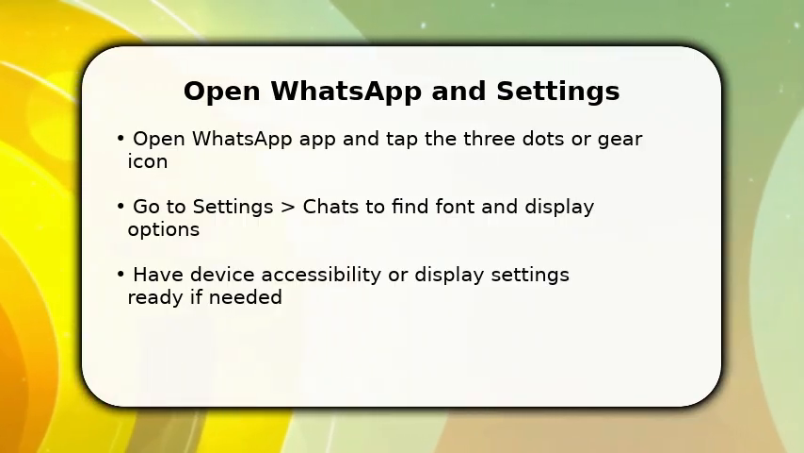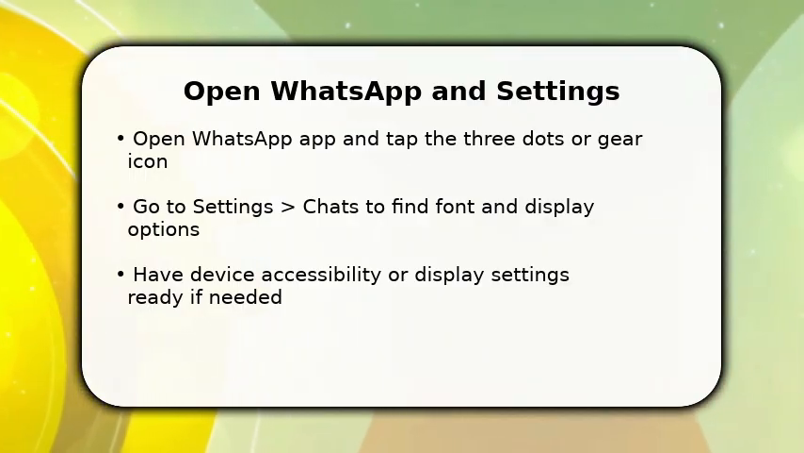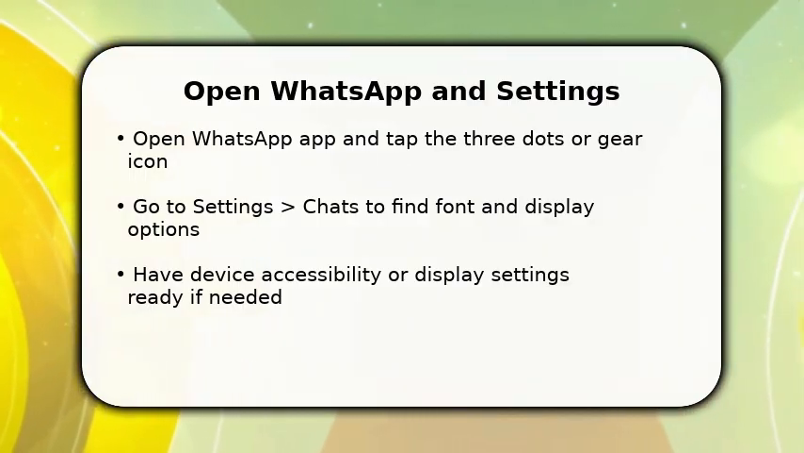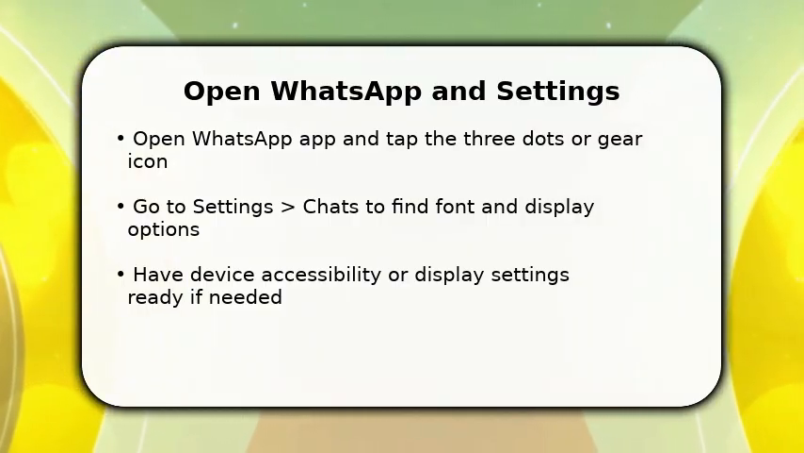If you don't see an internal control, make sure device accessibility or display settings are ready. Android and iPhone sometimes override app fonts, so prepare to switch to system controls if needed.